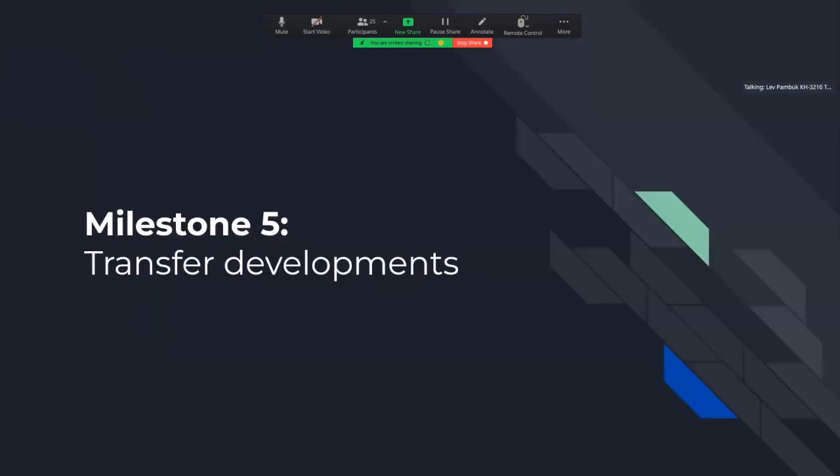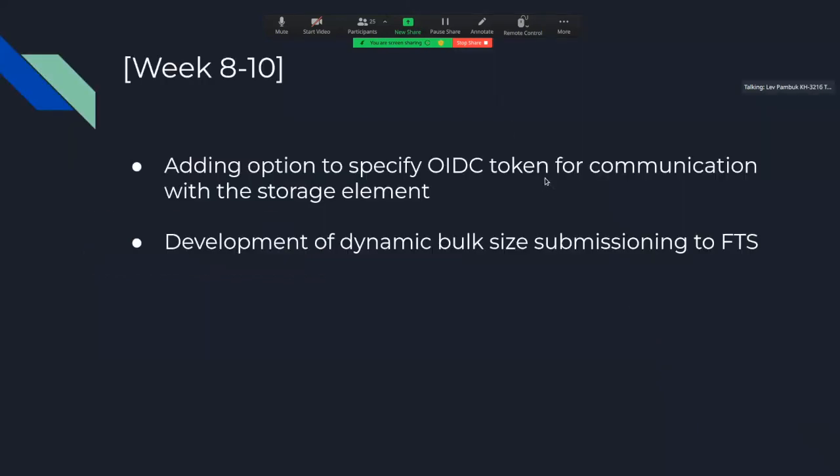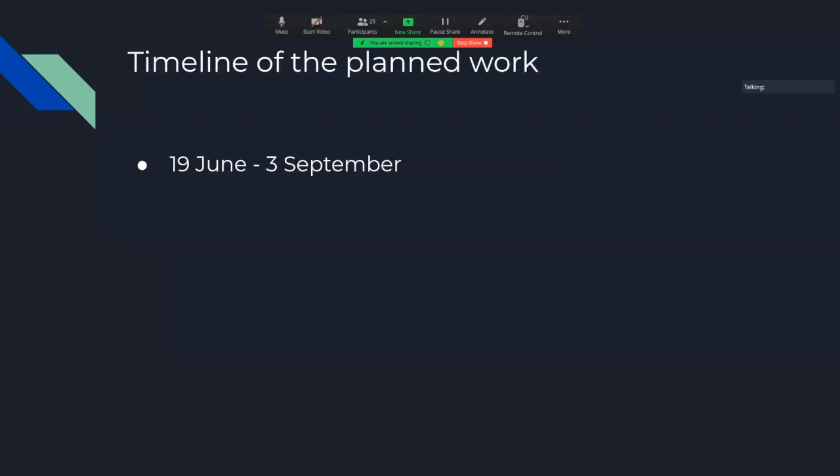And the last part of my work will be transfer developments, which will consist of adding options to specify an OpenID Connect token for communication with the storage element, and development of dynamic bulk size submission to FTS. The planned timeline of my work is from 19th June to 3rd September.